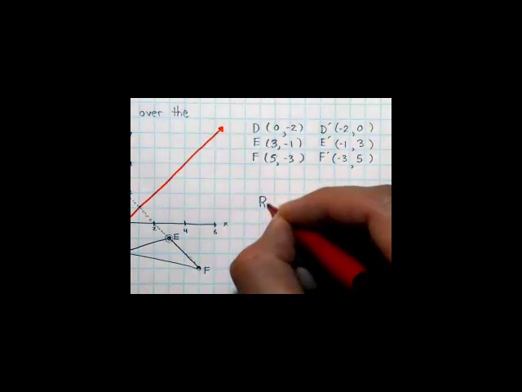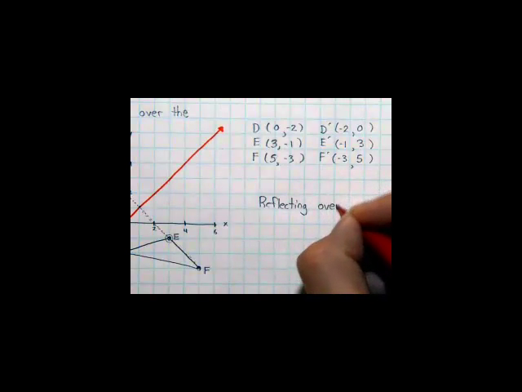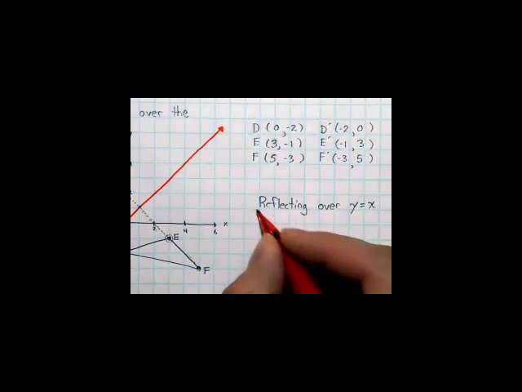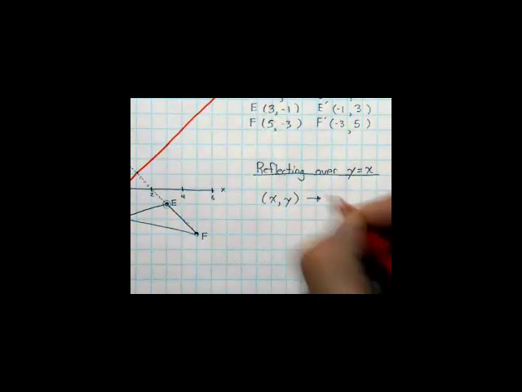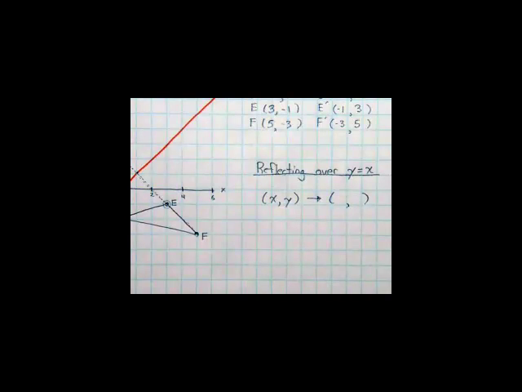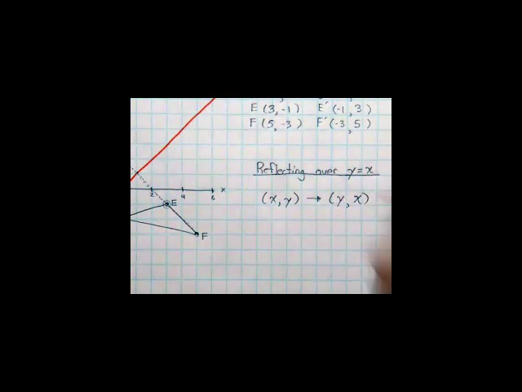So let's make a rule for this one too. Anytime you reflect over y equals x, (x, y) should go to what? (y, x), right? Oh, yeah, we don't have to write it that way if we don't want to. This works for all.